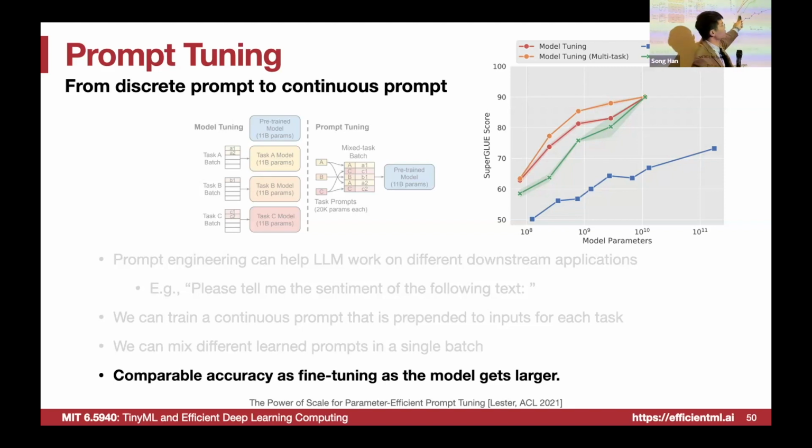But such prompt tuning, the green curve, can almost pretty much match the accuracy of fine-tuning the model when the model parameter is large enough. When the model parameter is large enough, just fine-tuning the prompt can get almost the same accuracy as fine-tuning the model. Comparable accuracy as fine-tuning as the model gets larger.